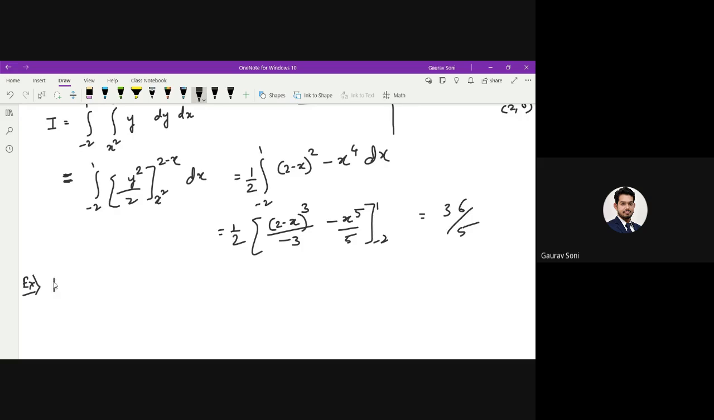Next, evaluate the double integral over R of xy dx dy, where R is x square equal to y, comma, y square equal to minus x.